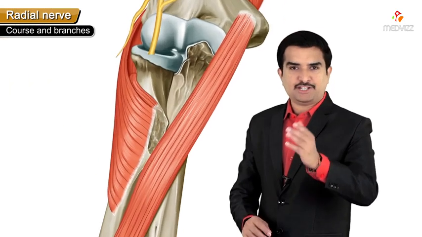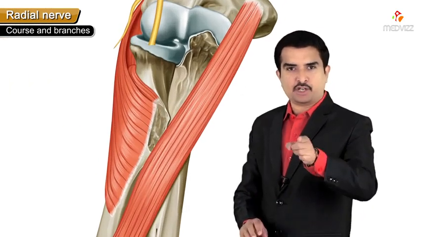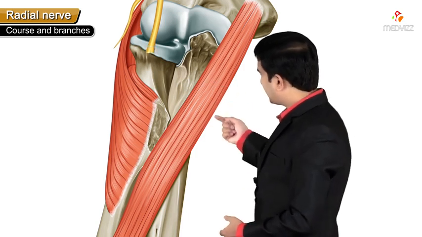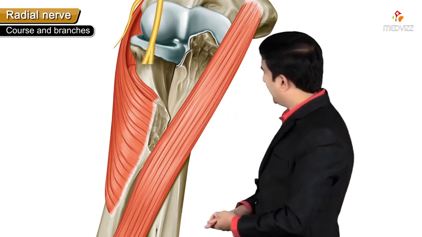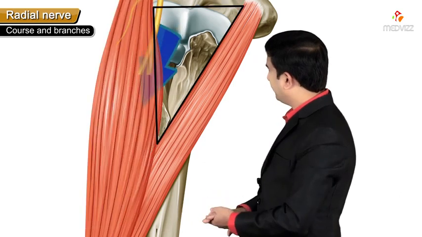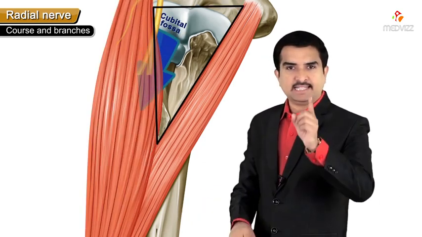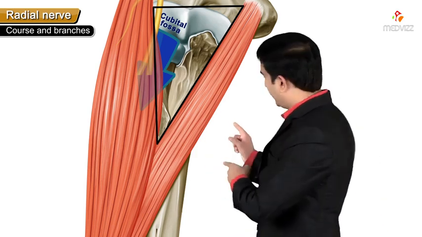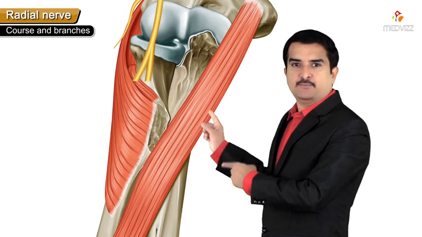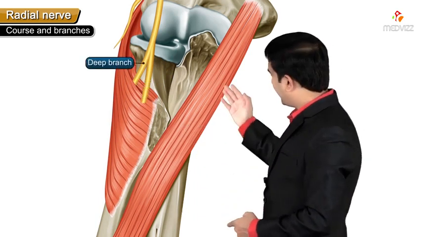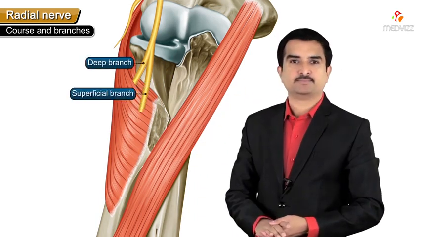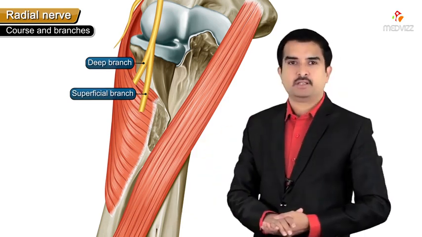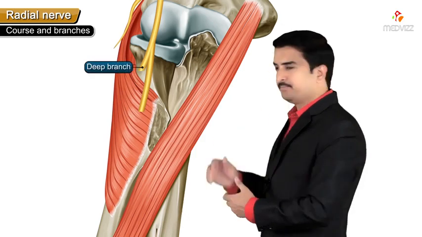So now from the anterior aspect of the lateral epicondyle of the humerus, you can see the course of the nerve. It enters into the anterior aspect of the elbow, that is in the cubital fossa. At the level of the elbow, in the cubital fossa, we can see very clearly here the nerve divides into deep as well as superficial branch. Let us talk about these branches in detail. So we can see the deep branch here.